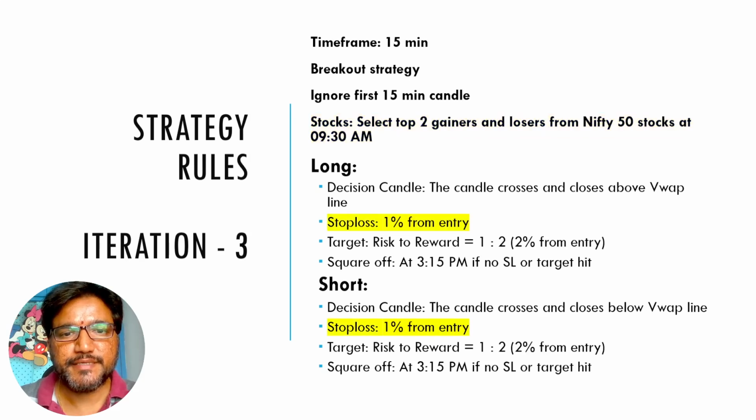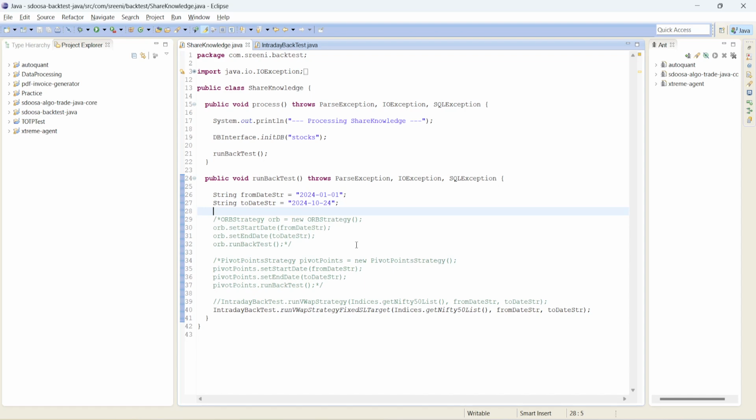Next, look at iteration 3. All the rules are the same as iteration 2. The only change here is we are going to have a stop loss with a fixed percentage, which is 1% from the entry. For both long and short trades, the target is the same 1:2. In iteration 2, we have the stop loss as the candle low or high. Let's run the backtest.